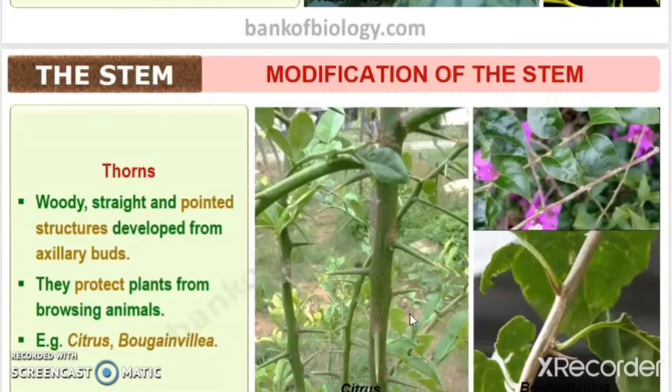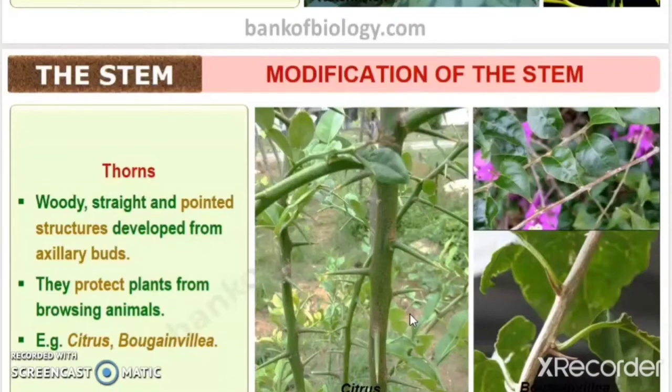And why do plants have these thorns? They have these thorns to protect plants from browsing of animals. So that animals do not come and eat them, they have developed these thorns for protection. Okay, so these protect plants from browsing animals.